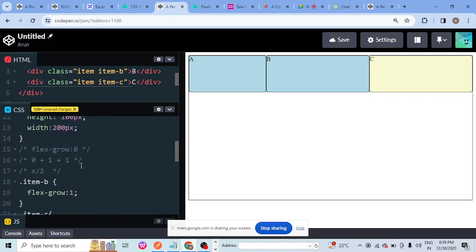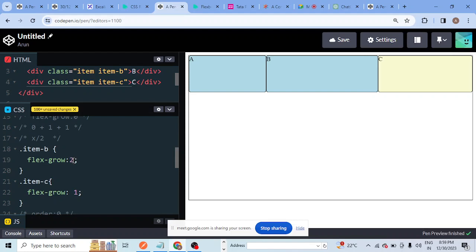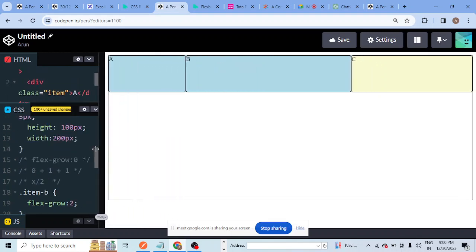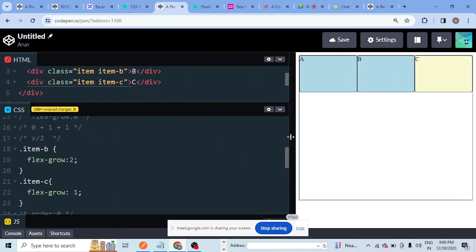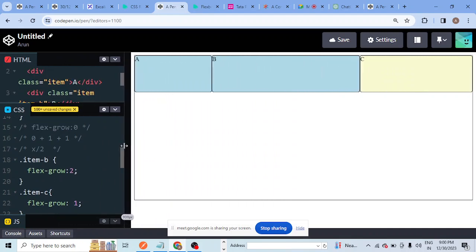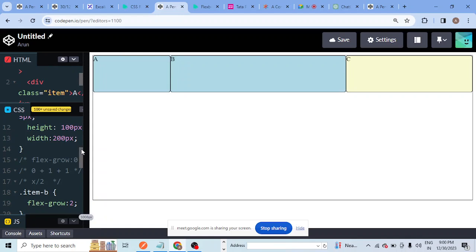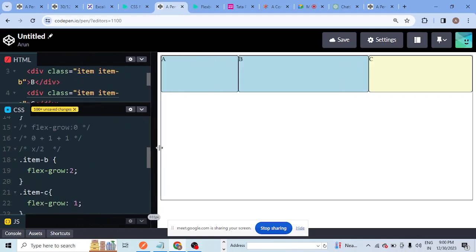Is it clear? Now let me show you another scenario. What if I say flex grow for B as 2 and for C as 1? Any idea? What happens when I say grow as 2 and for the second I say grow as 1? B gets double. Let's see in the output. From the three portions of space, B will occupy two portions and C will occupy one. That's all.